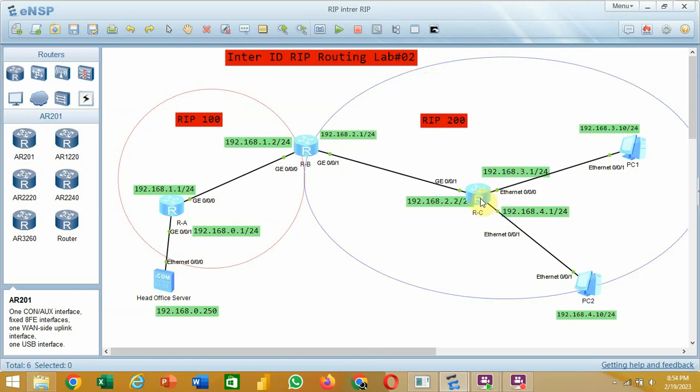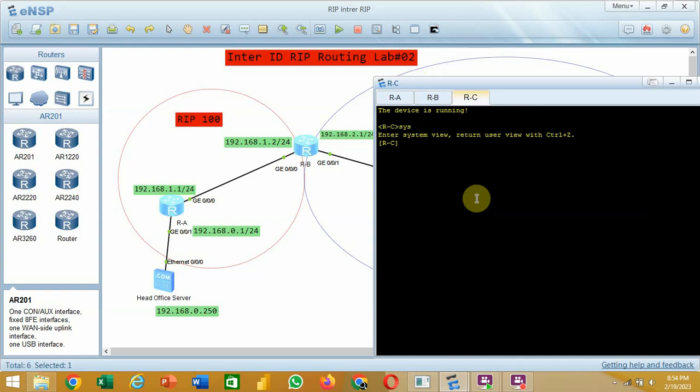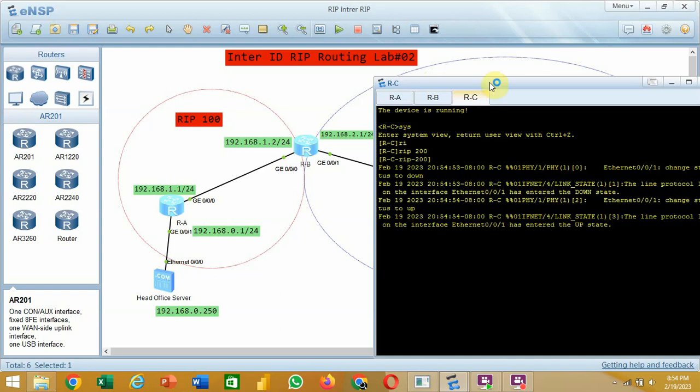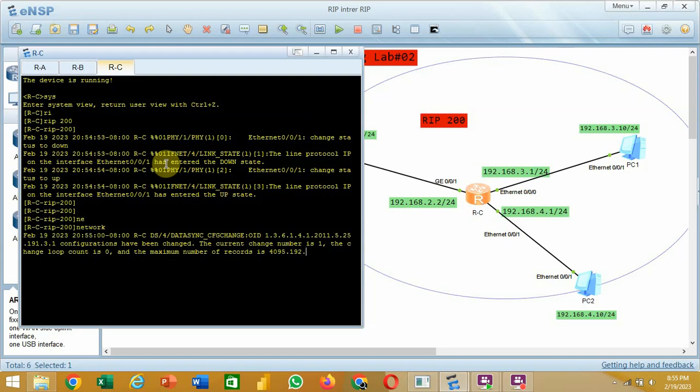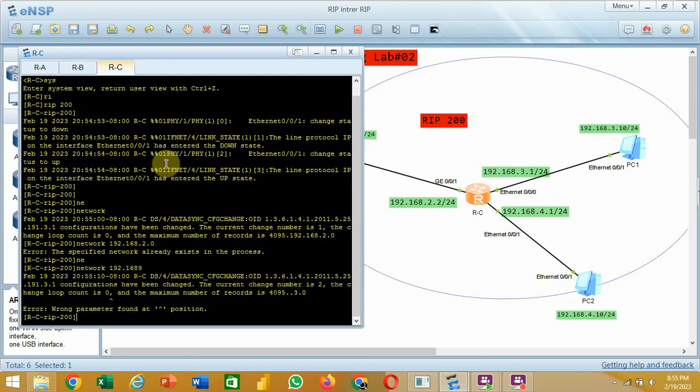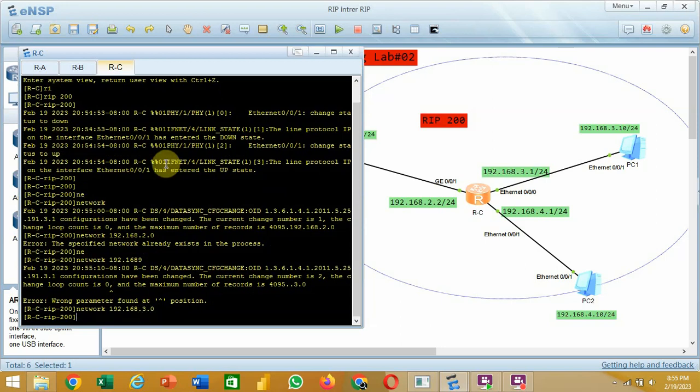Now go on to router C. As we see in router C, there are three networks. First network is 192.168.2.0. Network 192.168.3.0. There is a mistake. Okay. And the third is network 192.168.4.0.